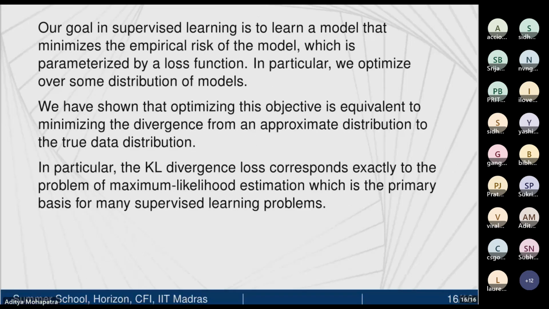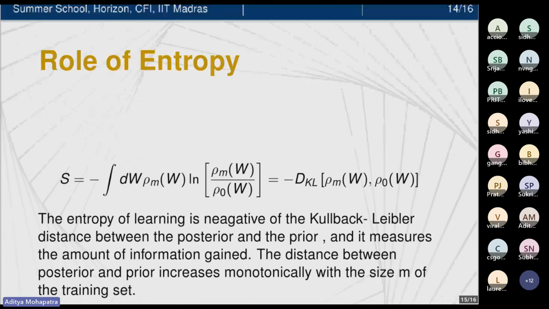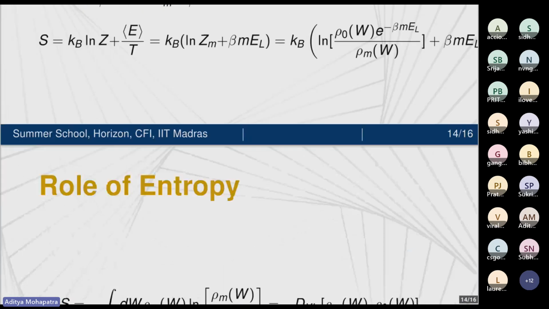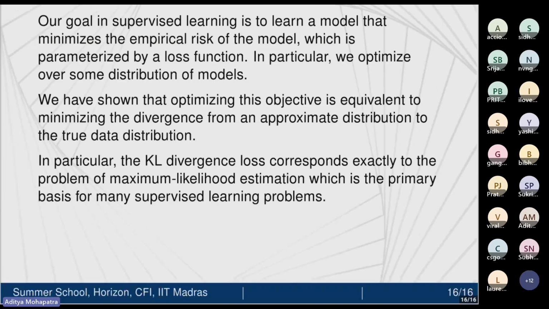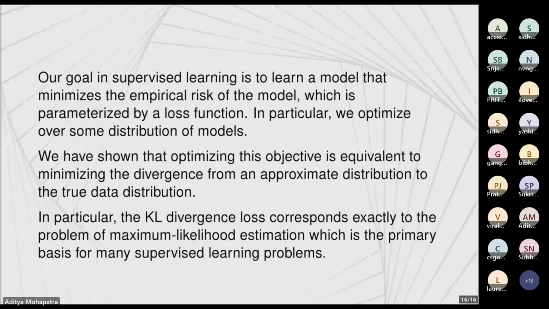And in this, we have shown, from the statistical physics approach, that optimizing the cost function is equivalent to minimizing the average divergence or maximizing the entropy, basically. This divergence is basically the KL divergence, the Kullback-Leibler distance.